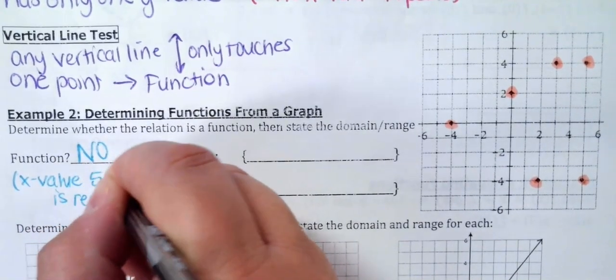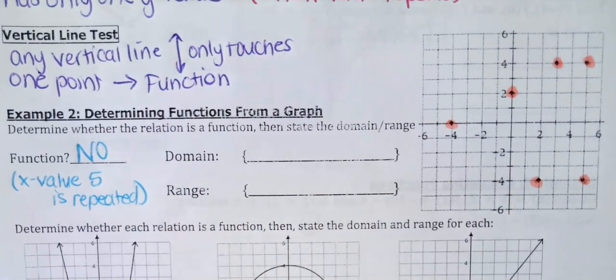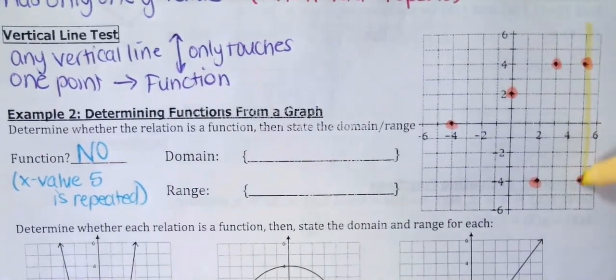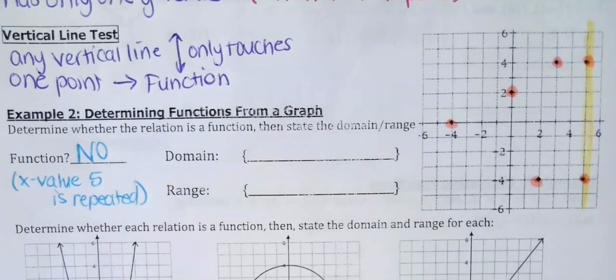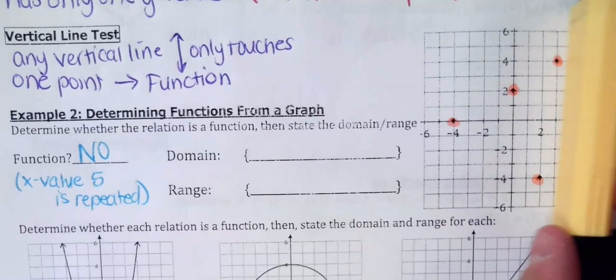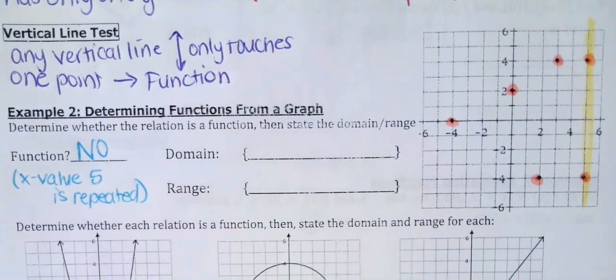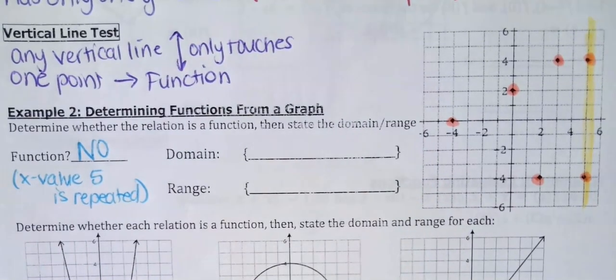And you don't have to write this, but the x value of 5 is repeated. You have 2 different coordinates here. Like if I draw a vertical line here, I'm touching 2 points with the same vertical line. Nowhere else is there a problem, but if you have one problem, the whole thing fails the vertical line test. Everywhere else we're okay. Now, if we have an actual graph, and I just have points here, pretend I didn't draw that vertical line. That's not part of what was given to us, that was just the vertical line test.